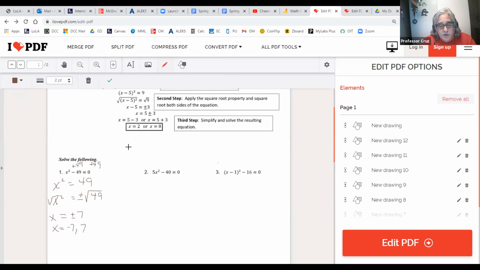All right, any questions about that? Anything? So on this one, plus 40 to both sides, it's gone here. So we're going to have 5x squared is equal to, and it's positive 40.